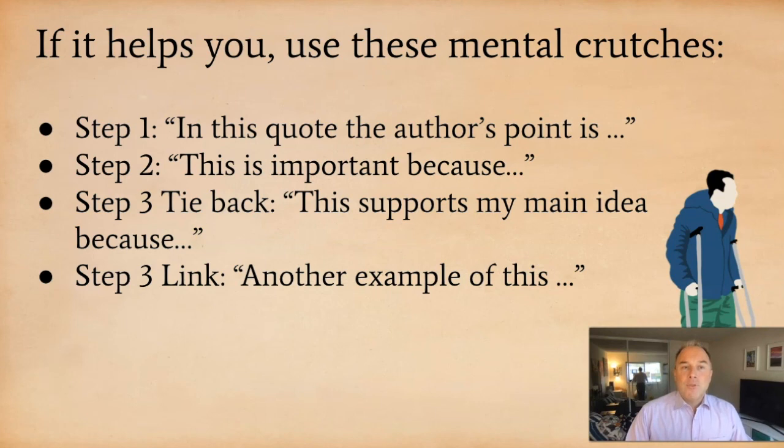And then for step 3, your phrase is going to be either a linking one, another example of this is in the blah, blah, blah, or this supports my topic sentence, or this supports my claim in that. And then again, you use those ones as thinking crutches, and then you remove them when you complete your sentence, just like you would stop using your crutches once your broken leg has healed, right? They're there to support you when you need them, but then when you're finished, you can remove them.